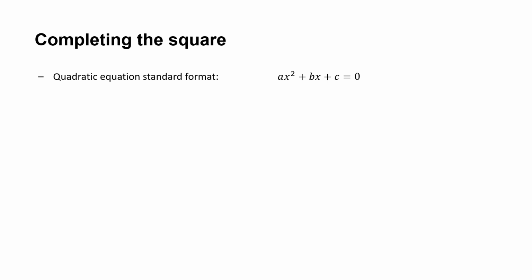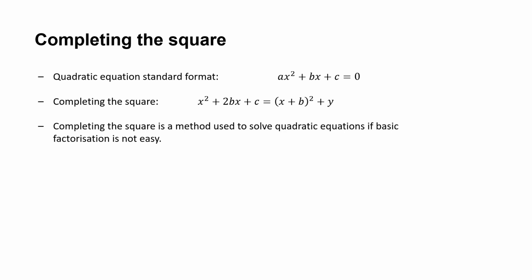And completing the square basically works like this. So we have the equation in the form x squared plus, and for the purposes of simplicity, I've just said 2bx plus c. And what I'm hypothesizing is that we can write this as x plus half of b, which in this case is just b, squared, plus this term y, which we're going to need to find out. Generally, if we have an equation that doesn't factorize easily, this is one of the methods alongside the quadratic formula that we have available to us.